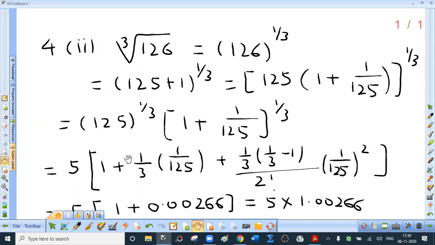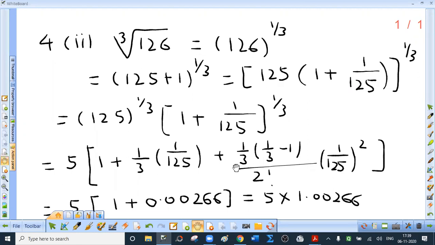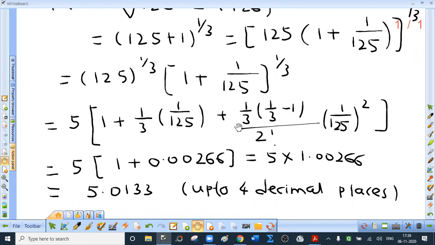Now (1 plus x) raised to n is 1 plus nx plus n into n minus 1 upon 2 factorial into square of this. Clearly, this is too small to be taken into consideration. Why? Because we are asked to find answer up to 4 decimal places. Now what I have done is, what is 1 upon 125? Multiply numerator and denominator by 8. So 8 upon 1000, that is 0.008. And if you divide it by 3, you get this. So 5 into 1.00266, I think 5.0133 is the answer, correct up to 4 decimal places.